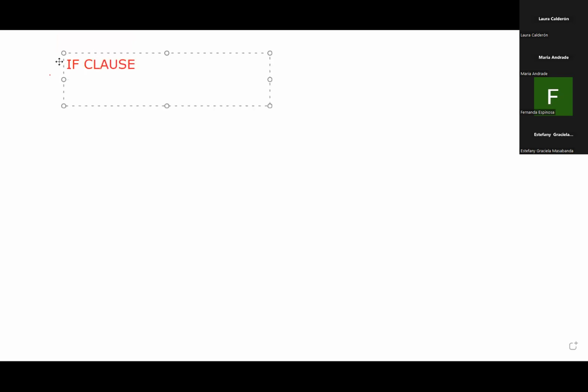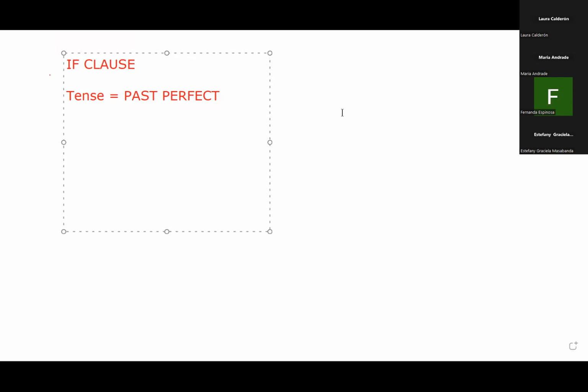Okay, in the third conditional, you're going to have the if clause. In the if clause, the tense that you're going to use is the past perfect. Can you tell me what is the structure of the past perfect? Laura, can you give me only the structure of past perfect? Yes, miss. That is just the instruction. Only the structure. What is the structure of past perfect?